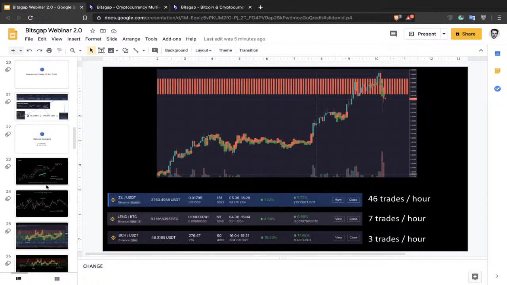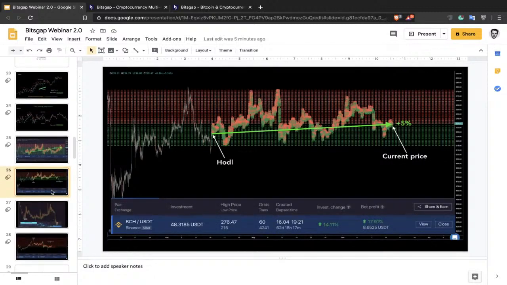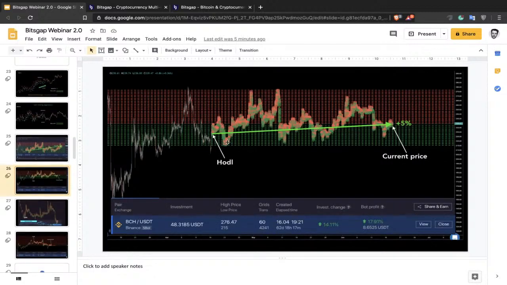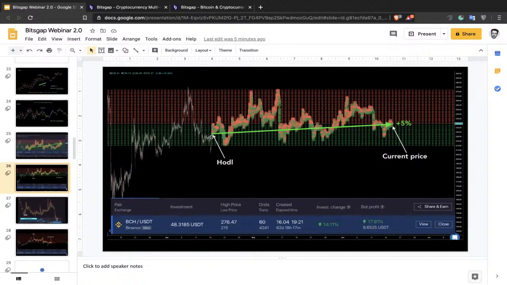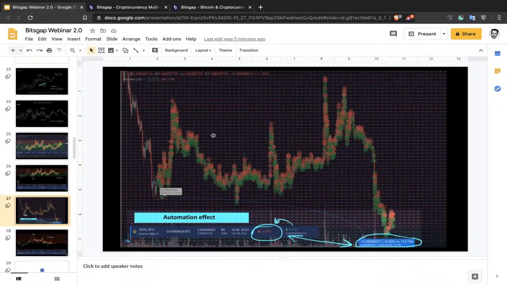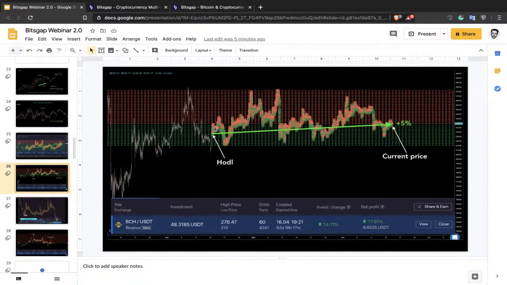And maybe I will show you another example. So here we go. That was Bitcoin Cash to USDT. I've launched it right here because I saw a bounce off the support level, and I noticed that it would most likely enter the sideways market. That's exactly what happened.